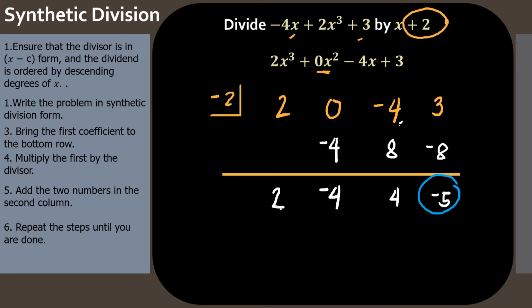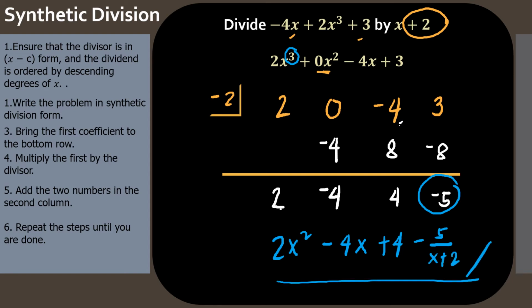Ulitin natin. Pag isinulat natin ang variables, kailangan magsisimula tayo sa degree ng ating dividend minus 1. So, dahil x raised to 3 ito, magsisimula na tayo sa 2x raised to 2 minus 4x plus 4 minus ang ating remainder over yung ating divisor na x plus 2. So, ito na ang ating sagot.